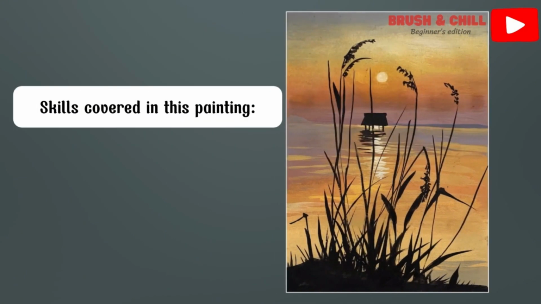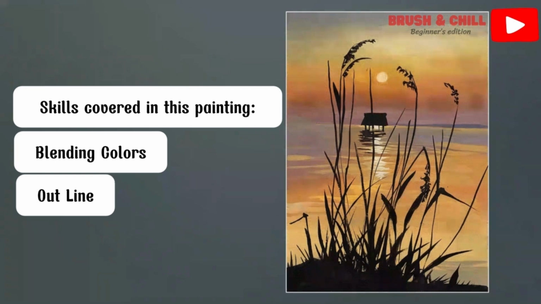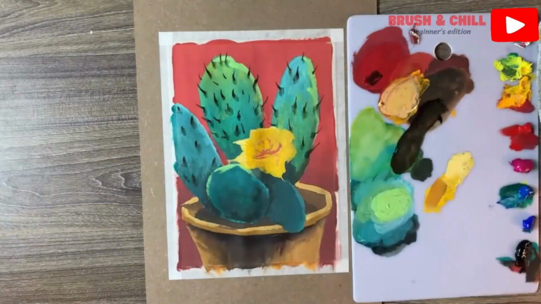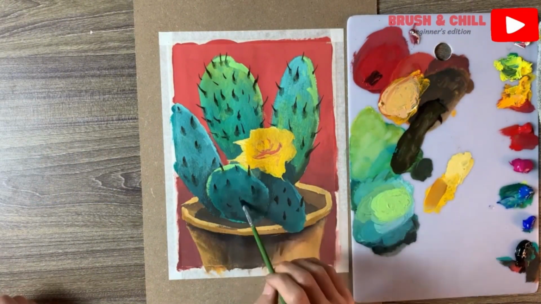The skills in this lesson include blending colors while adjacent areas are still a bit wet and outlining with a fine brush. Practice your outlining skills with small exercises like drawing hair, grass, leaves, and sticks using diluted black paint. Let's start the second lesson and paint a cute cactus pot.